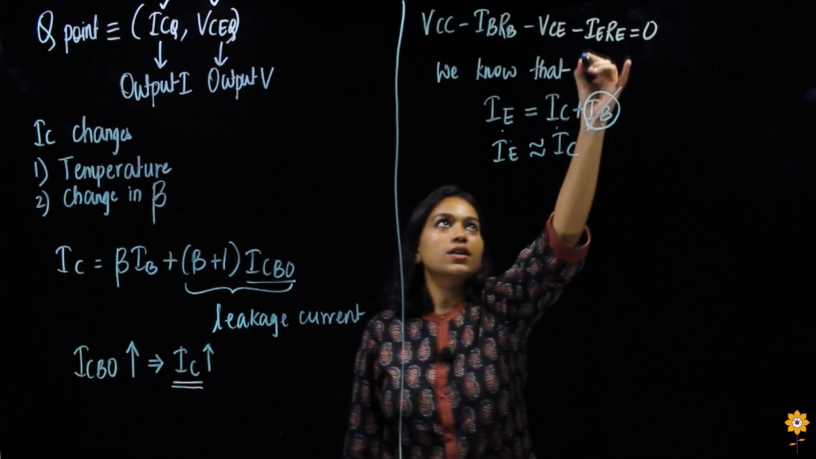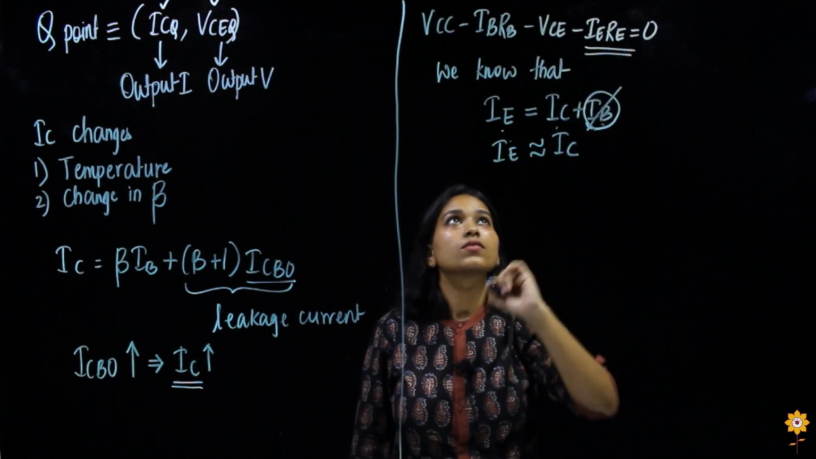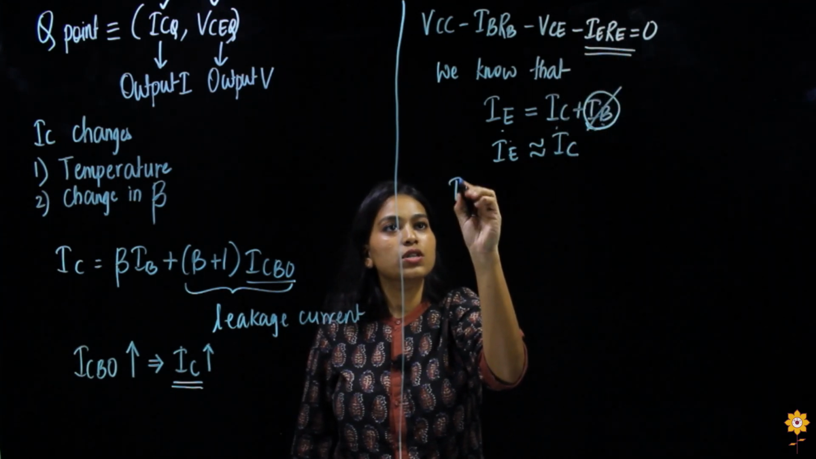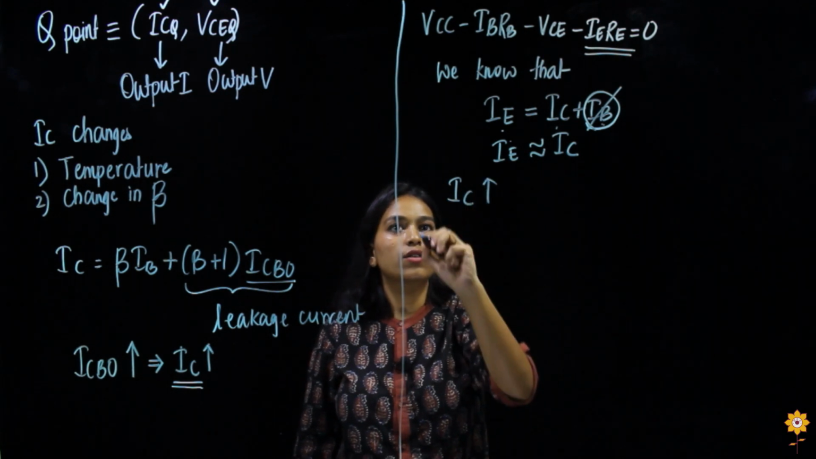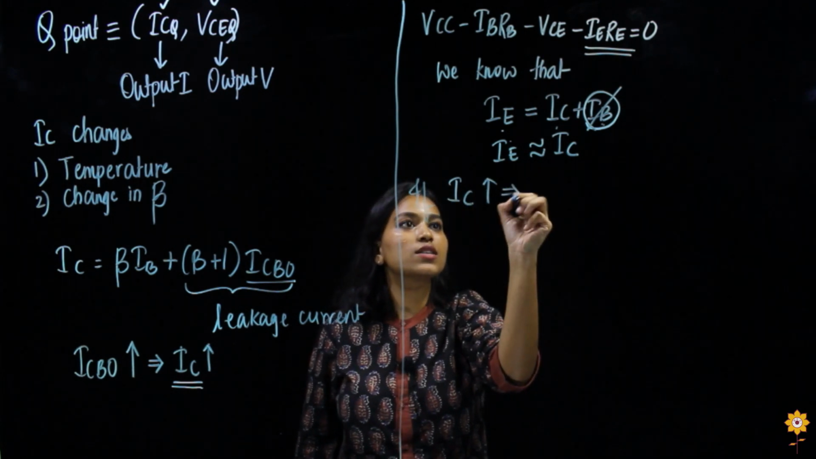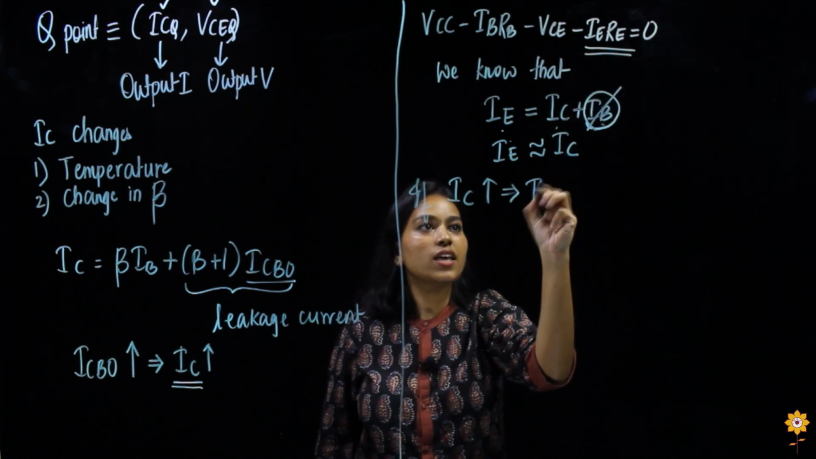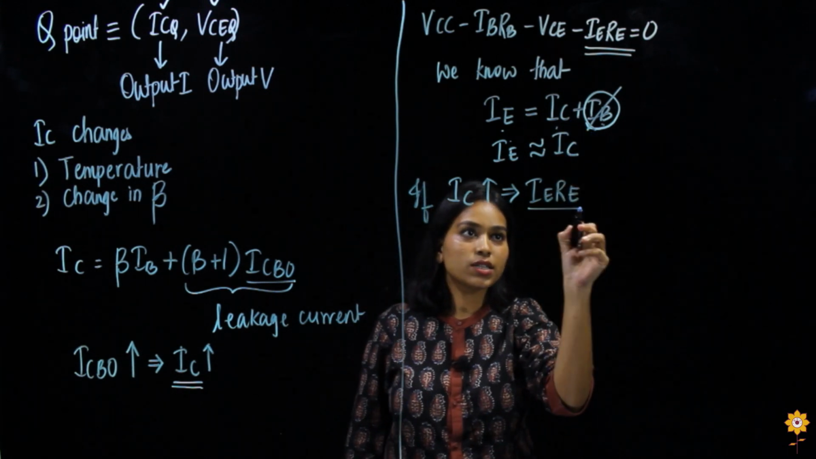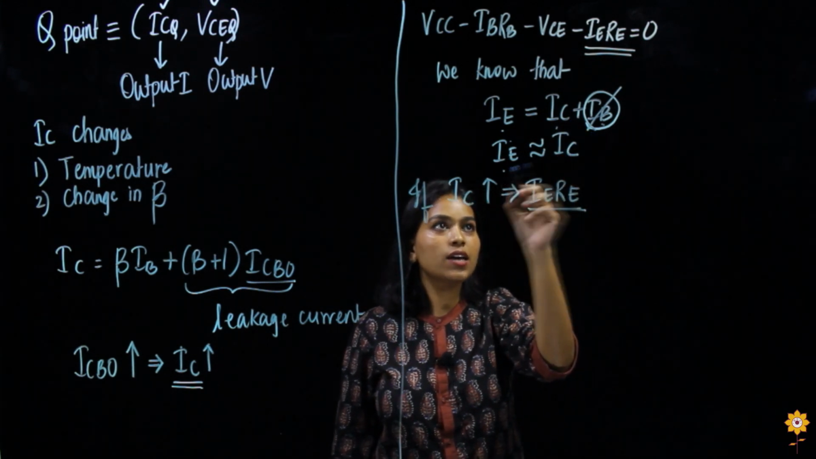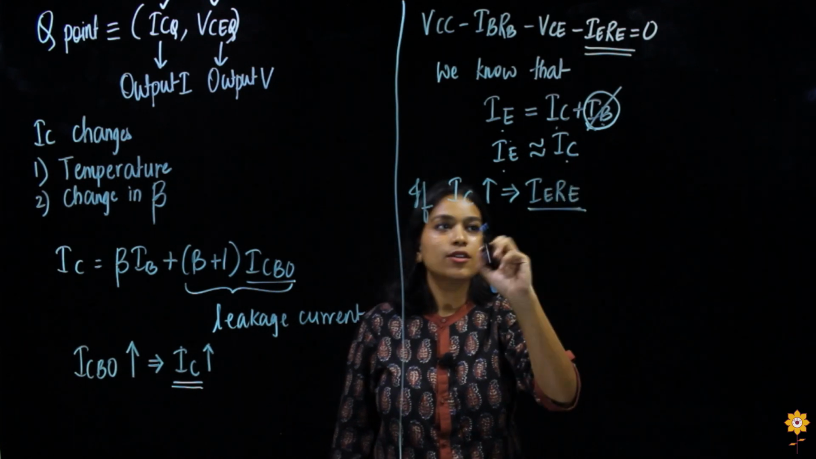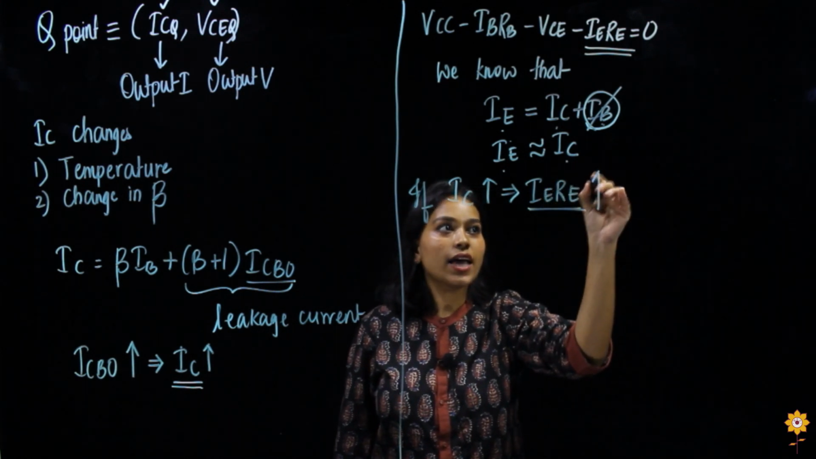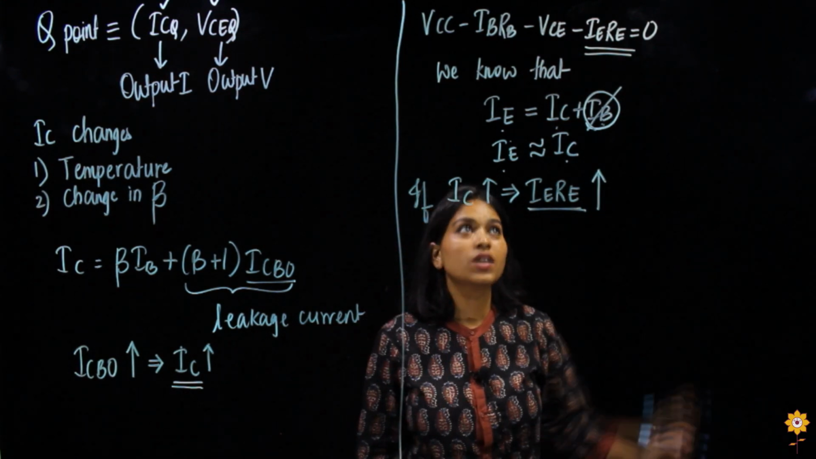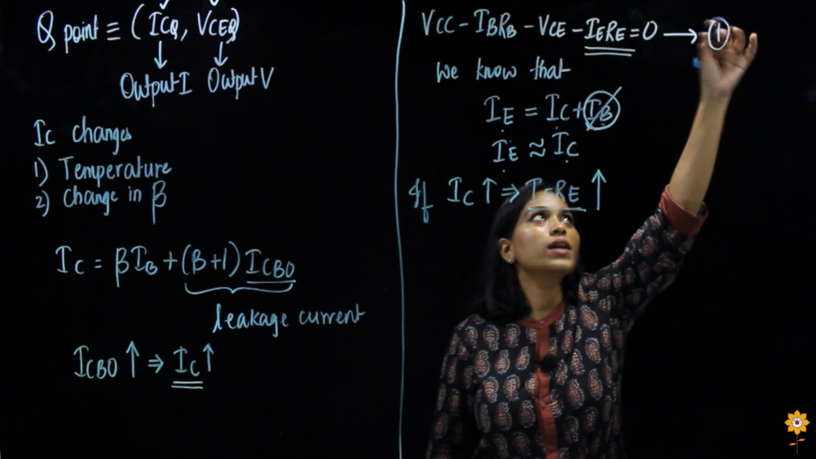Now if you look at this equation, we have the IERE term present. Suppose IC increases; this implies that IERE will also increase, right? If IC is changing, this term is also changing because IE is approximately equal to IC. So if IC increases, IERE also starts increasing. Now suppose this is equation 1.